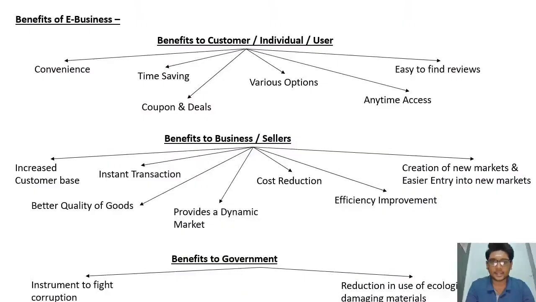For example, let's take this slide. I have put arrows and diagrams here. Suppose a question is asked: what are the benefits to the customer or individual with regard to e-business? I would first draw this flow chart or diagram saying convenience, time saving, coupons and deals, various options, anytime, easy to find reviews. If I draw a diagram like this, the examiner who corrects your paper will be confident.